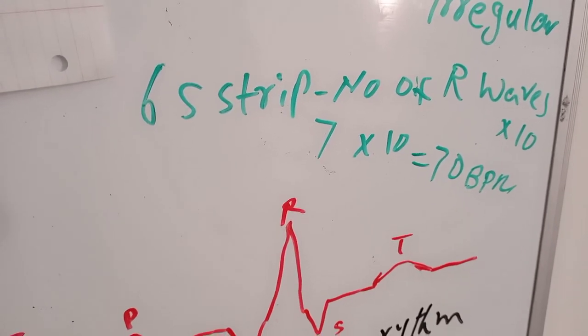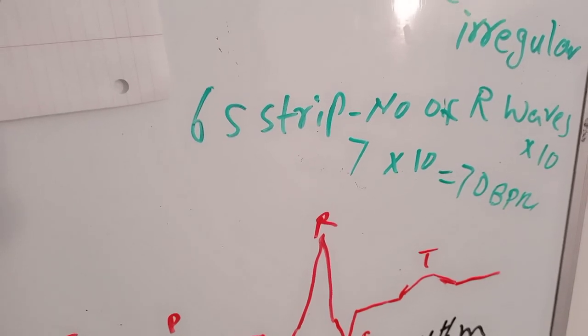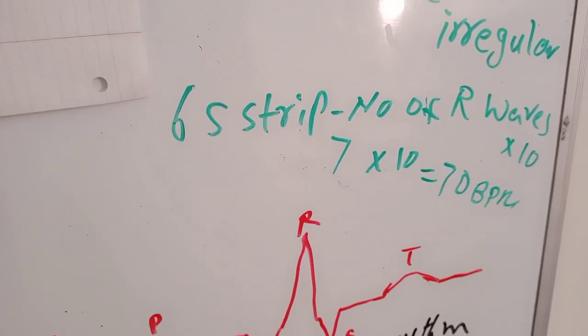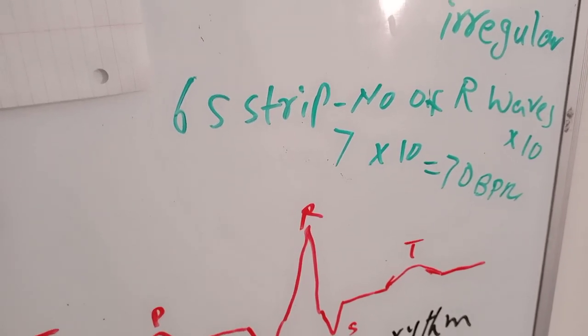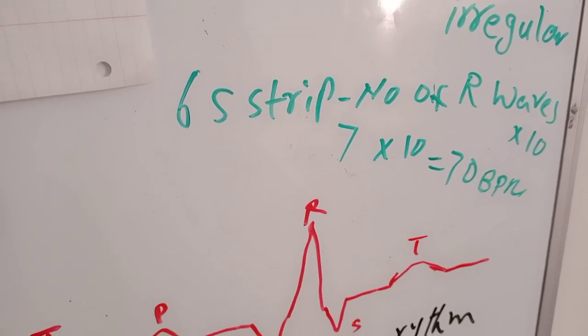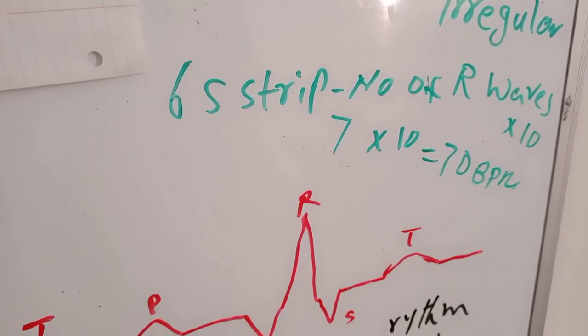This formula is applied when the heart rate is irregular. Take a 6-second strip, count the number of R waves, multiply by 10. If the number of R waves is 7, multiply 7 by 10 is 70. And if they are 8, multiply by 10, it will be 80.